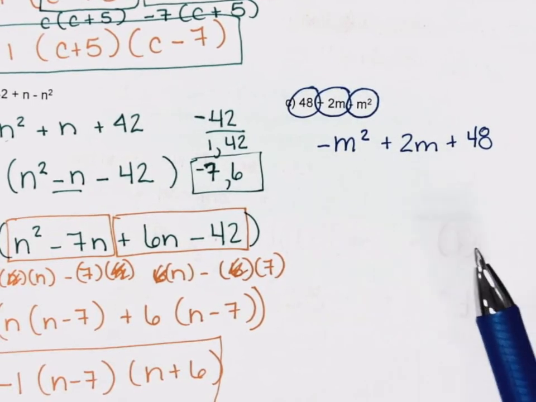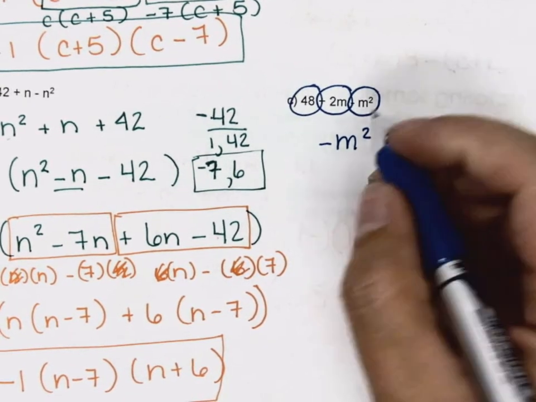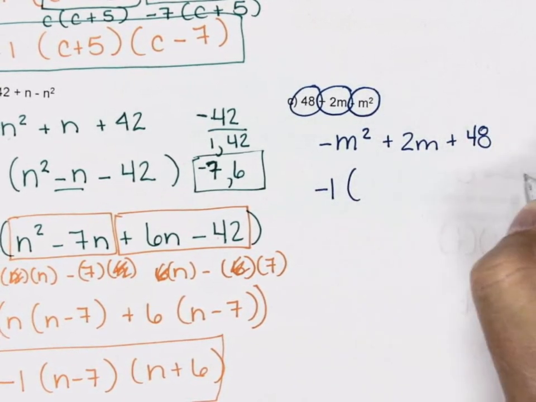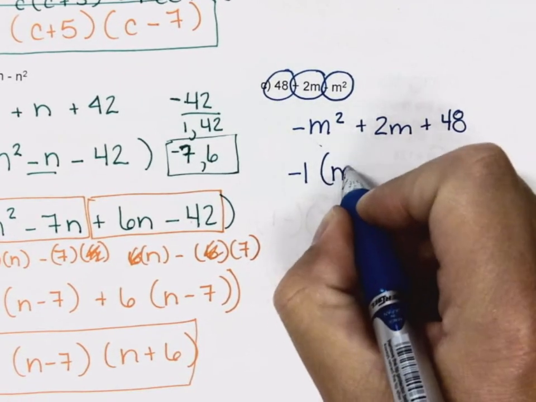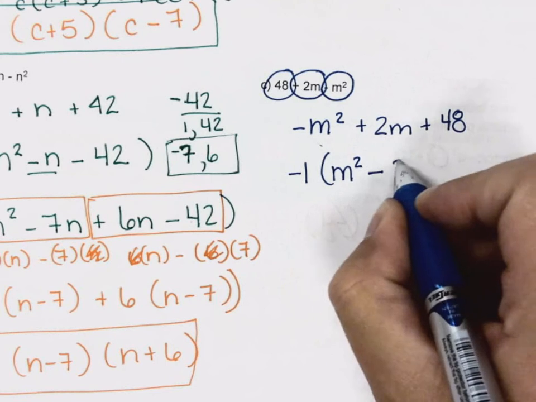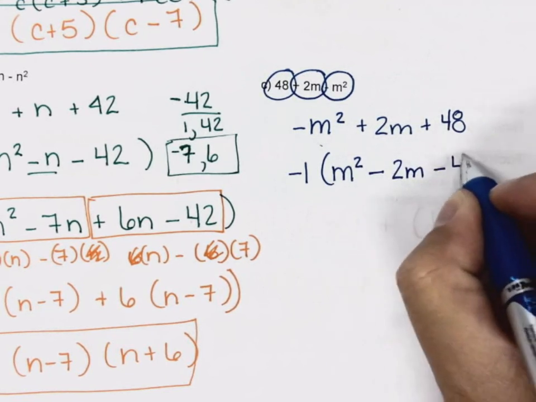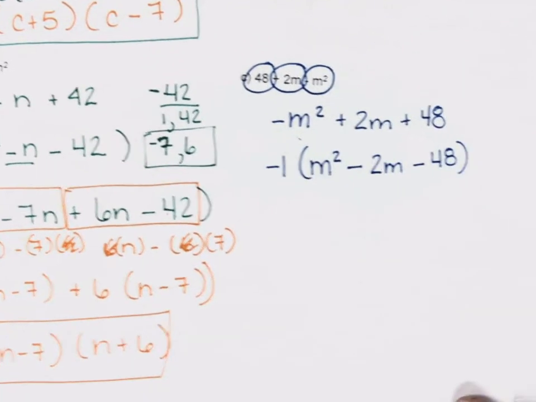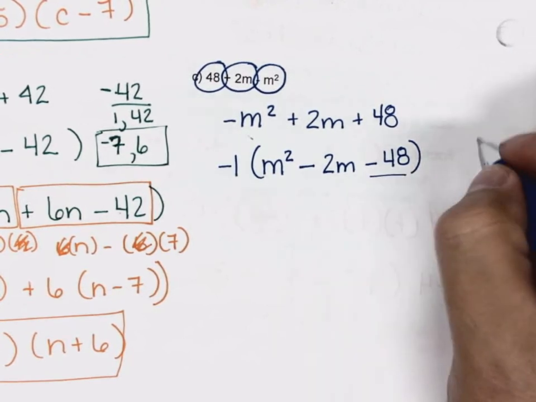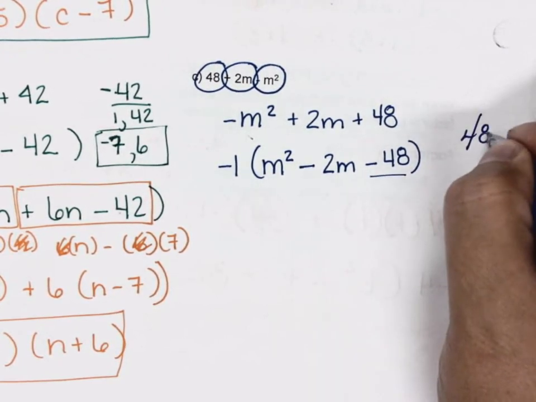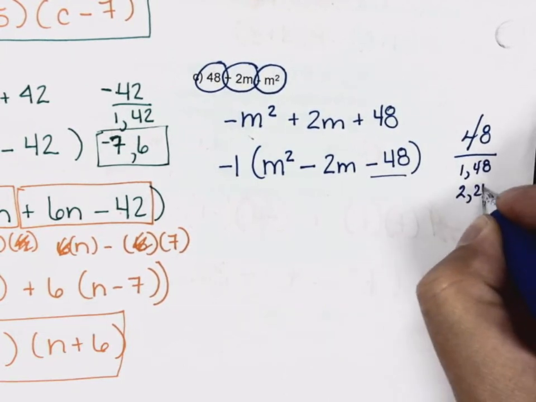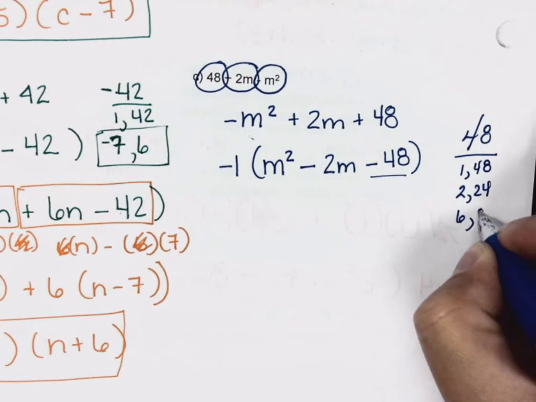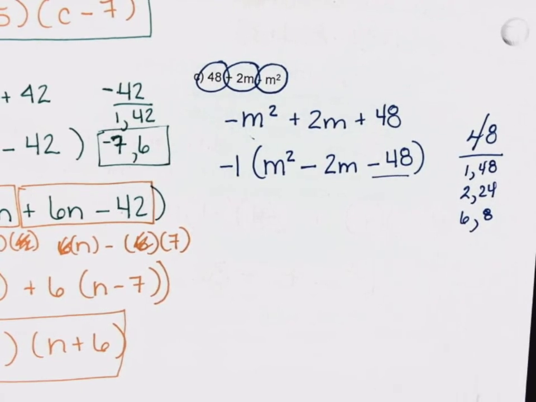Okay, so I'm going to common factor, because I don't want a negative on this one, so I'm going to common factor out that negative 1. All that does is change the signs. So I'm going to have a positive m squared now, a negative 2m, and a negative 48. So now I'm looking at the factors of negative 48. I'll start with positive 48, because that makes the most sense. So it's not a positive 48 I want, it's a negative 48.